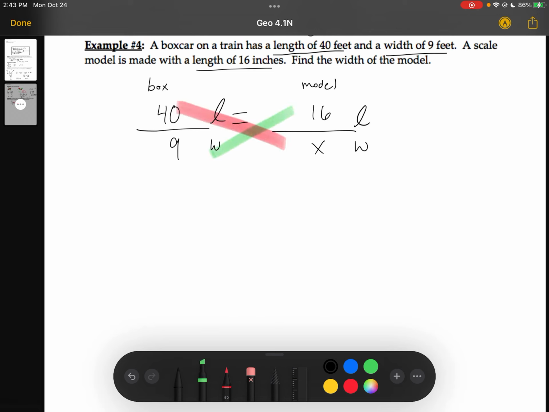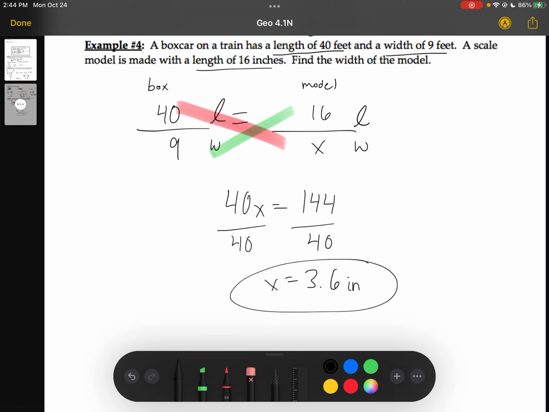So from here, this is just where we set up our cross multiplication. So 40 times x, and then 16 times 9. And then we can divide both sides here by 40. We'll get an answer of x equals 3.6, and our model is in inches.